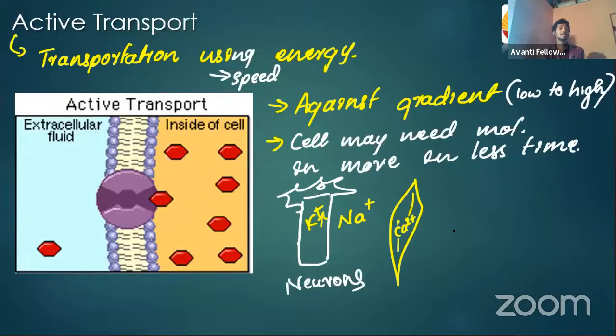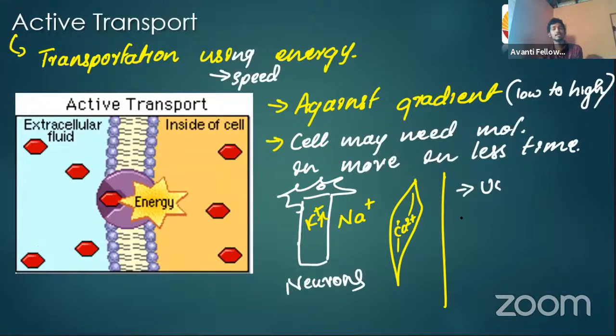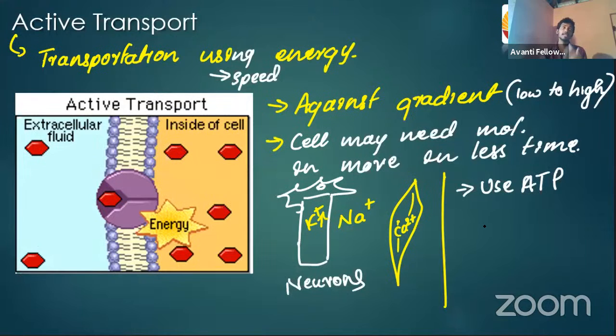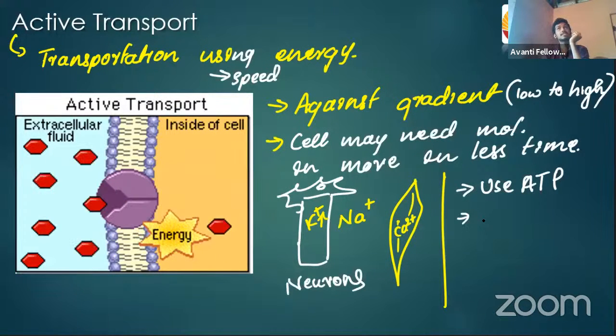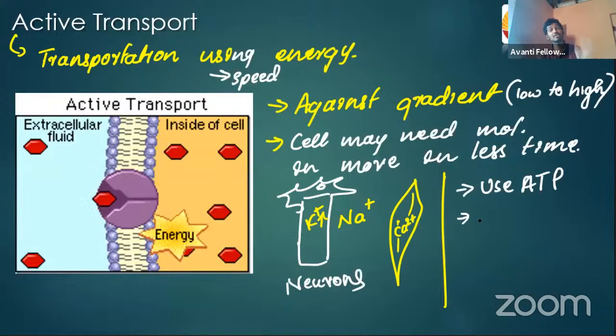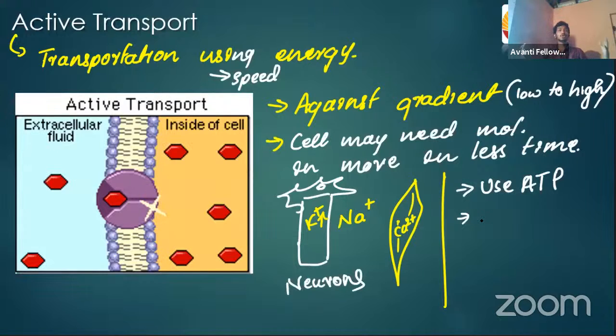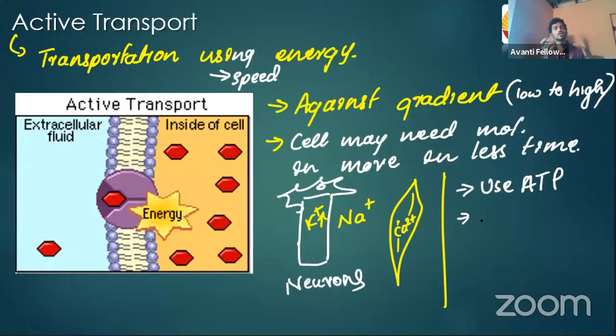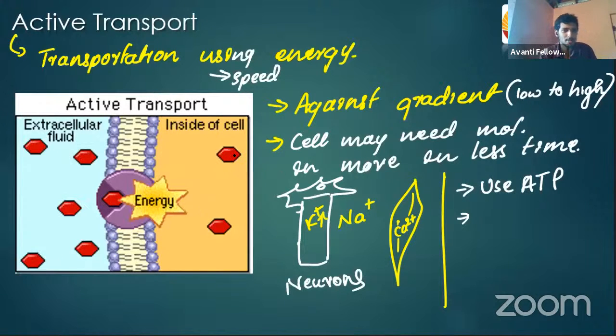Okay, how much ATP will it use? If you take your brain cell, almost 70% of the energy used by the cells is used for active transportation. But if we take your muscle cells, almost 30 to 50% of the energy used in the cell is used in active transportation.